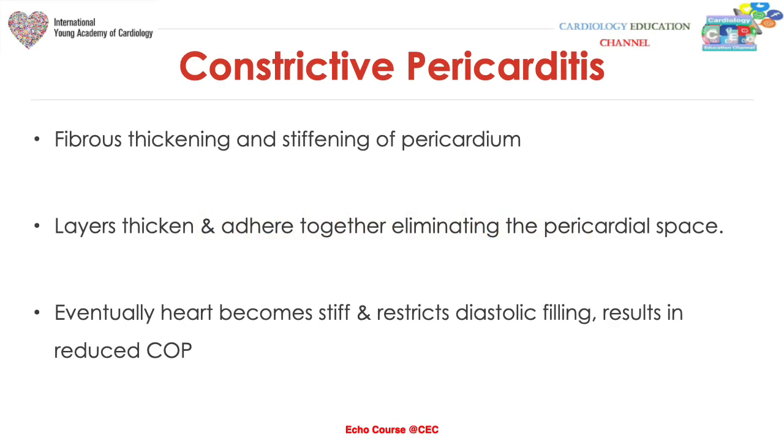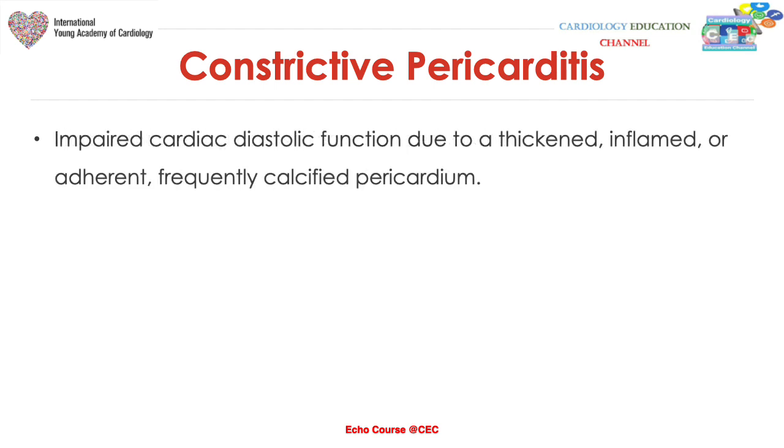Now let's move on to a very important topic, constrictive pericarditis. Constrictive pericarditis is a fibrous thickening and stiffening of the pericardium around the heart. The layers of the pericardium thicken and adhere together, eliminating the pericardial space, and eventually the heart becomes stiff and restricted in diastolic filling, resulting in reduced cardiac output. The impaired cardiac diastolic function due to a thickened, inflamed, adherent, frequently calcified pericardium is the main pathology here.